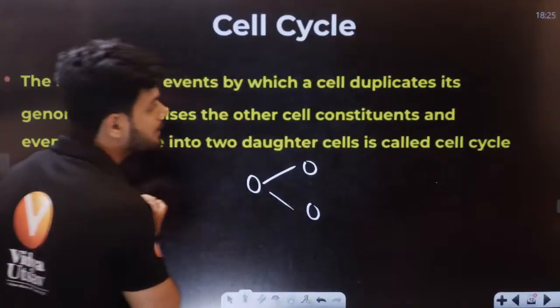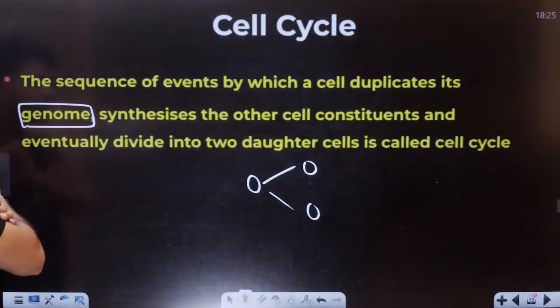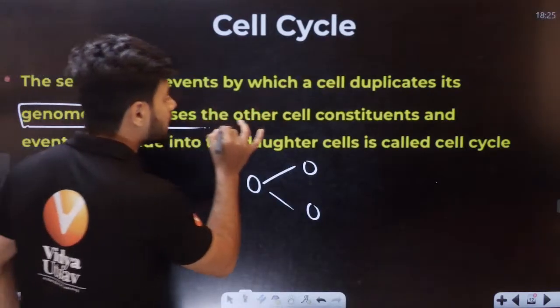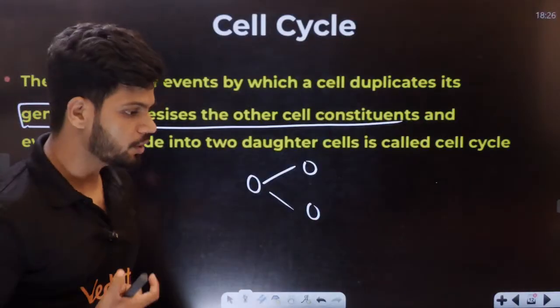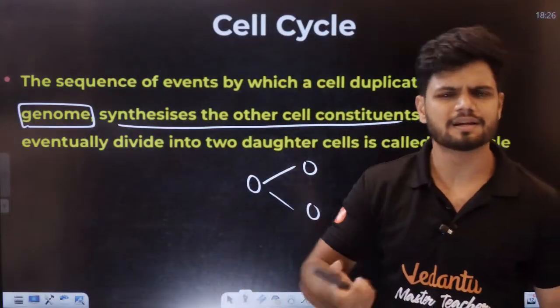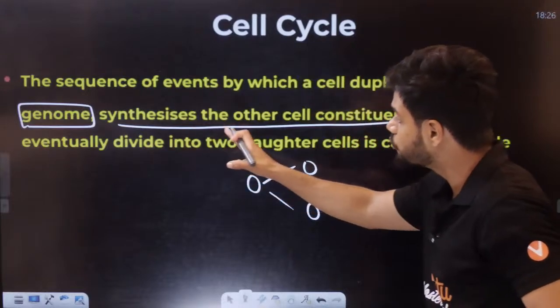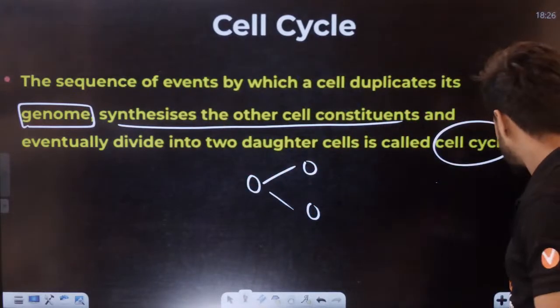The cell duplicates its genome, the entire DNA content, and synthesizes the other cell constituents. It means the other organelles. It could be endoplasmic reticulum, Golgi complex, ribosomes, or centrioles. Everything duplicates and eventually divides into two daughter cells. This is called the cell cycle, students.